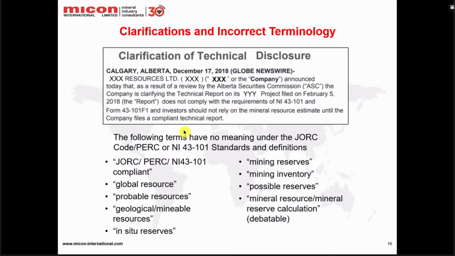And it's debatable, but they definitely don't like mineral resource calculation and mineral reserve calculation. We are saying this based on some of our discussions and some of the comments that we've got when we write our reports.